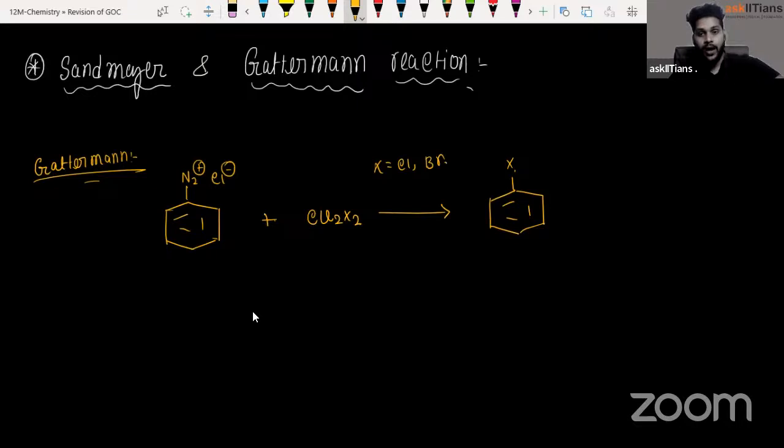How do we convert it into I? By giving KI. Remember this. For iodination, we have to give KI, not Cu2I2. For fluorination, how do you do fluorination?